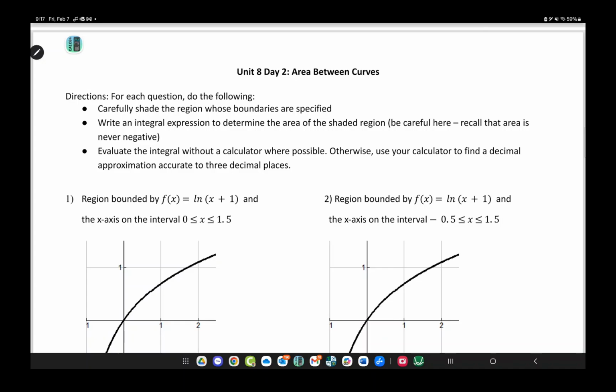For each question, the following carefully shaded region, the boundaries are specified. Write the integral expression to determine the area of the shaded region. Be careful here. Recall the area is never negative. Evaluate the integral without a calculator if possible. Otherwise, use your calculator to find the decimal approximation with accuracy.